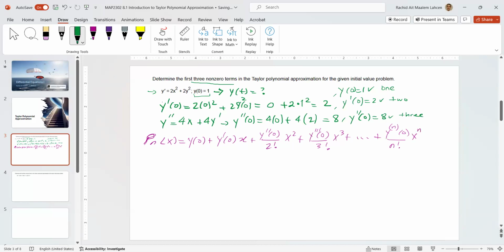All right, so now we can go back and say, what we're looking for is y of t. Y of 0 is 1 plus y prime of 0 is 2 times x plus y double prime of 0 is 8 over 2 factorial times x squared. Since I don't have zeros as a factor canceling these terms, that's the first 3 I need. So the approximated solution using these 3 non-zero terms is going to be this.